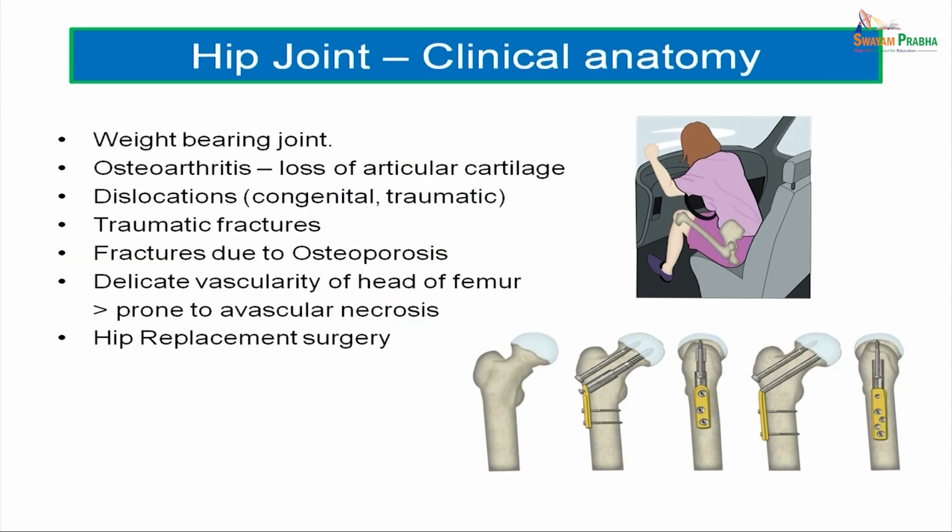The hip joint is a weight-bearing joint and is prone to osteoarthritis. Dislocations can occur in the hip joint, which could be both congenital or traumatic. Traumatic fractures can occur. The fractures are usually due to osteoporosis. There is a delicate vascularity to the head of the femur, and this could result in avascular necrosis of the head of femur. Hip replacement surgery is a common procedure which is being undertaken these days.